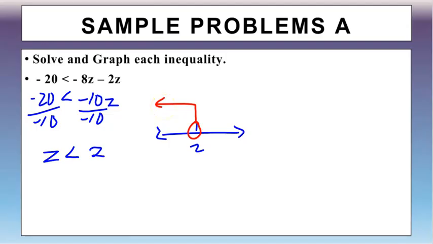Now, if you prefer having the variables on the left, just rewrite that. You could have rewritten it as negative 2z minus 8z is greater than negative 20. And if you've written it that way and then solve for z, there you can see the sign is actually flipped.